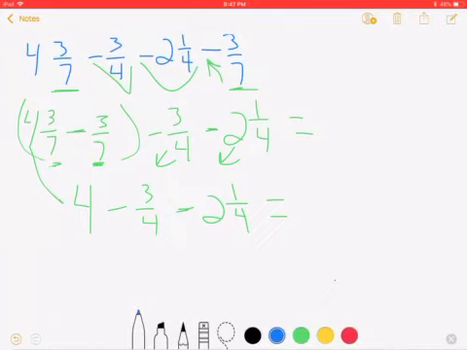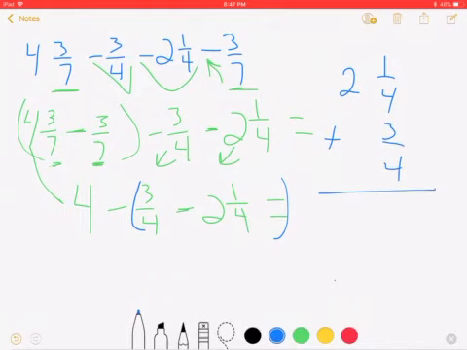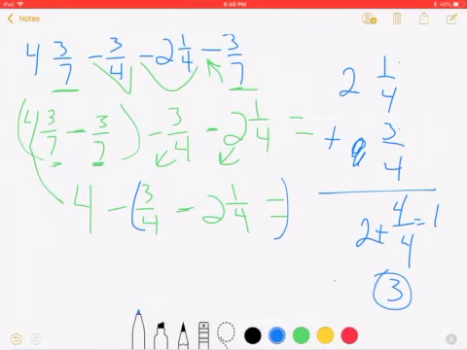So here I have 4 minus the 3/4 and the 2 1/4. So let's add those two together. 2 1/4 plus 3/4. Okay, so let's do fractions first. The denominators are the same. I don't have to do any special things. 3 plus 1 equals 4, and 2 plus nothing equals 2. So it's 2 4/4. 4/4 equals 1. 2 plus 1 equals 3. So we know this here equals 3.